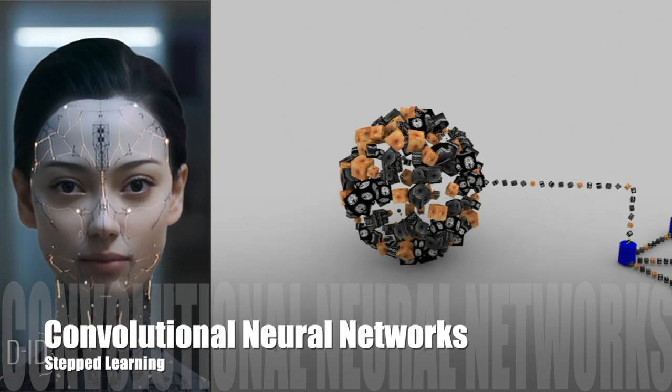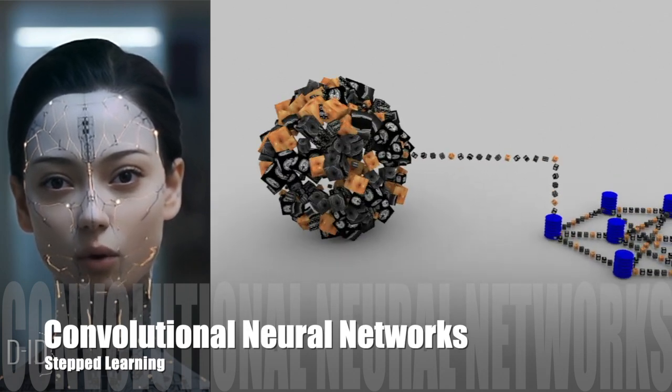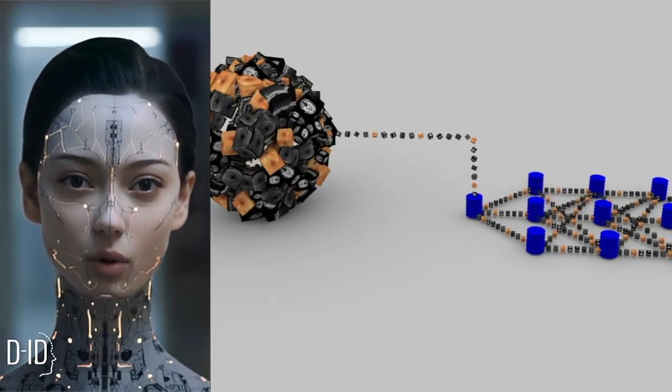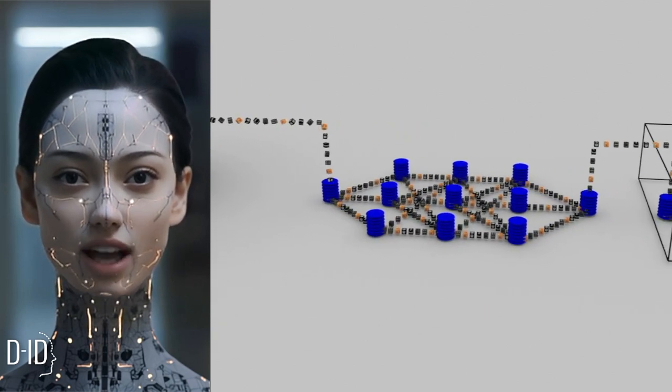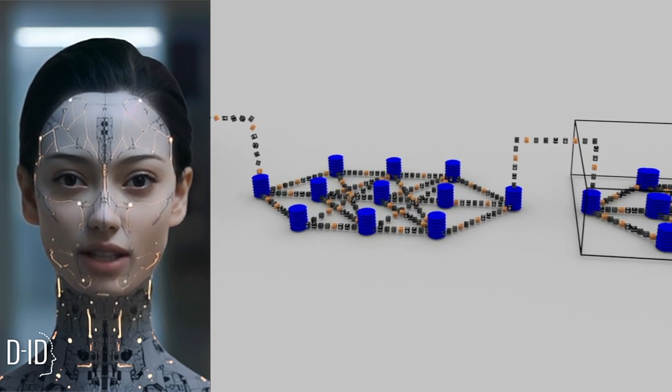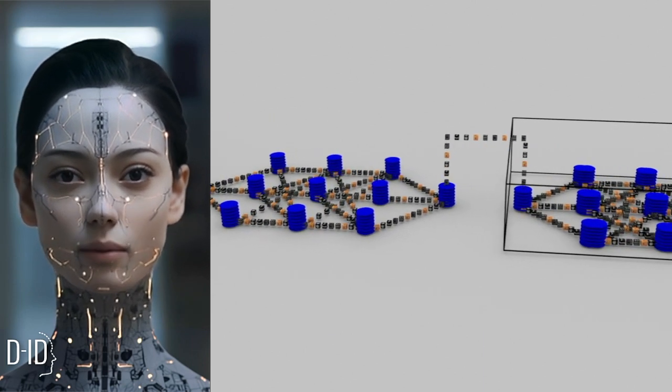Stepped learning. Stepped learning is a newer method where training is broken down into a sequence of steps or stages, each with its own task. This allows the model to gradually learn increasingly complex features or concepts.